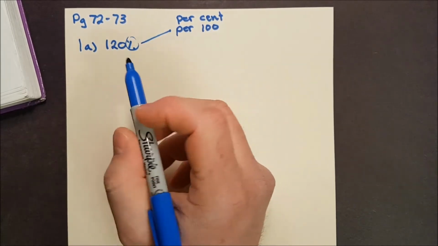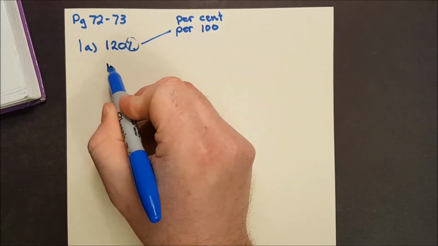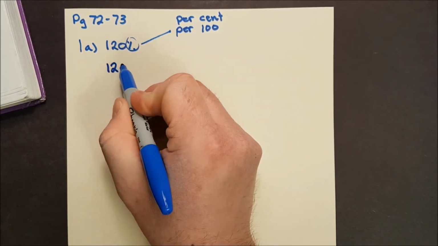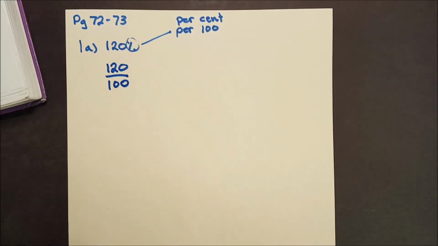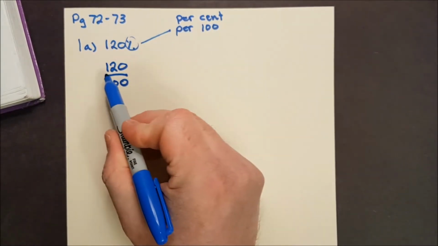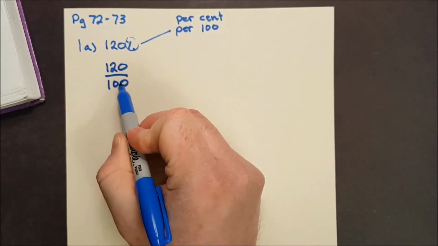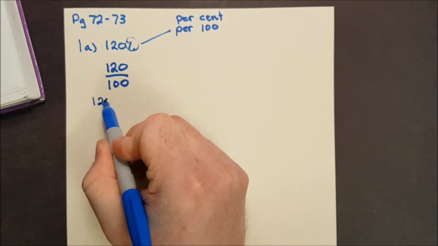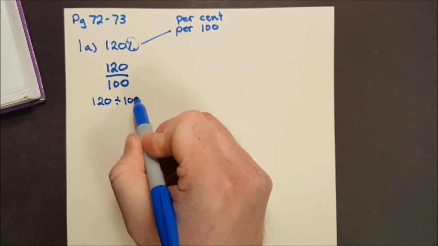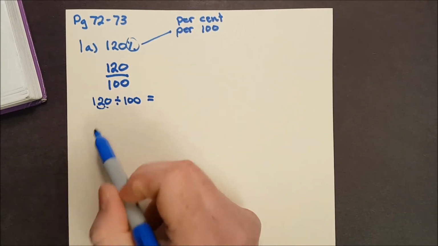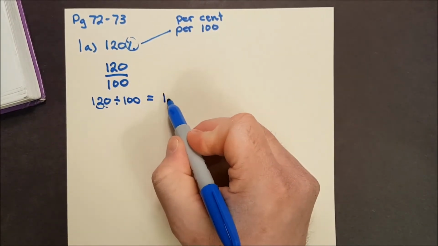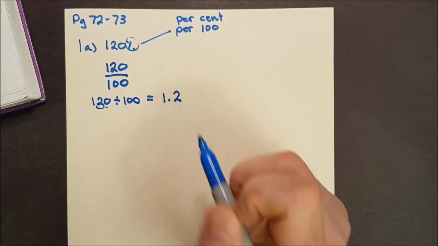We can write this as a fraction, or in fraction form, 120 over 100. All we have to do now is just divide 120 by 100. And we know a little trick: move the decimal place back 2 spaces, and this equals 1.2.